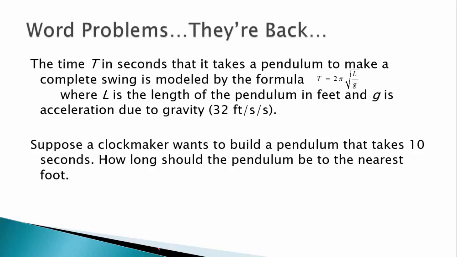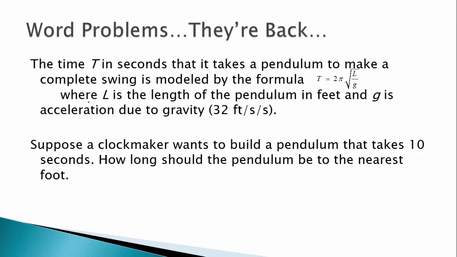The time t in seconds that it takes a pendulum to make a complete swing is modeled by the formula t equals 2 pi times the square root of L over g, where L is the length of the pendulum in feet, and g is the acceleration due to gravity, which is 32 feet per second squared. For those of you that take physics, you may know that already. In meters, it's 9.8, but we're going to use feet here in this problem. So it says, suppose a clockmaker wants to build a pendulum that takes 10 seconds. How long should the pendulum be to the nearest foot?